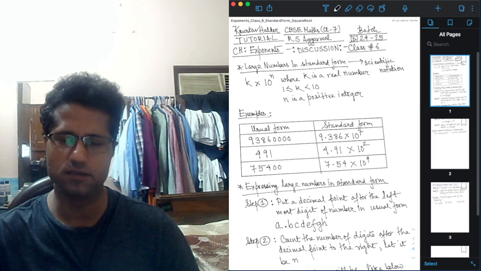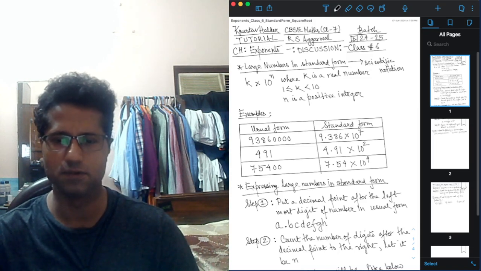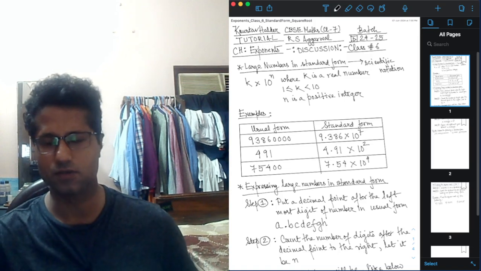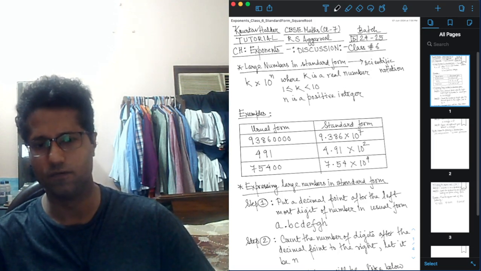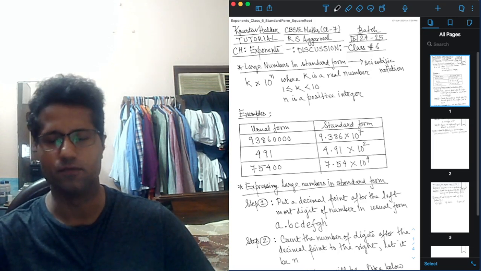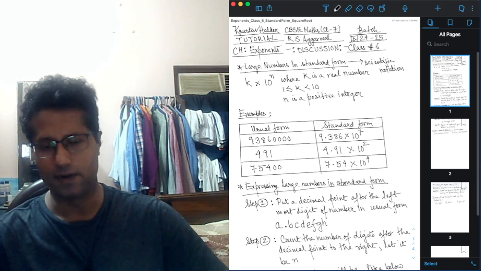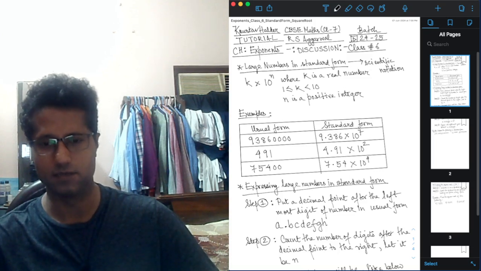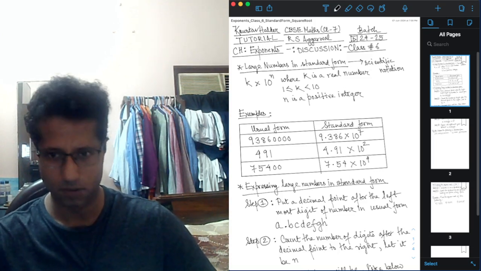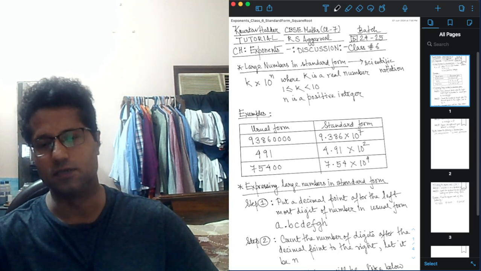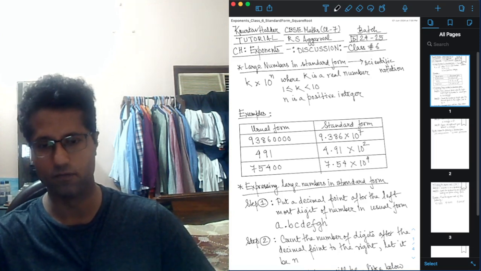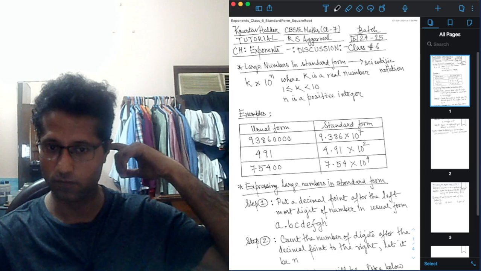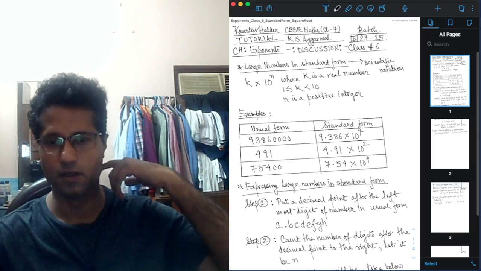Now, usually for large numbers, as you can see in the examples table, I have a few examples. The first column is the usual form, the number that we write in the normal form. The first one is 9386 and 4 zeros, that is the usual form. That number in the standard form is 9.386 into 10 to the power 7. The second column is the standard form of the numbers on the left hand side. So you can see 491 in standard form is 4.91 into 10 square, and 75400 in standard form is 7.54 into 10 to the power 4.